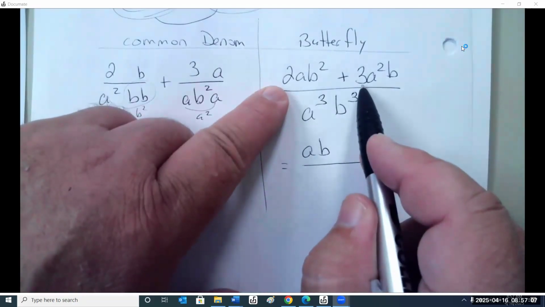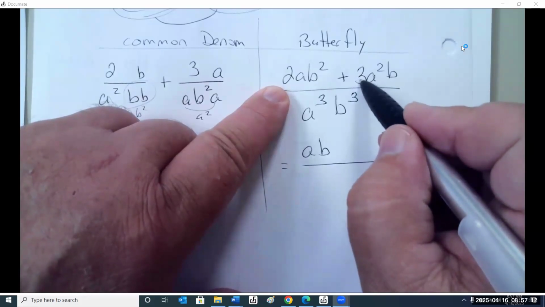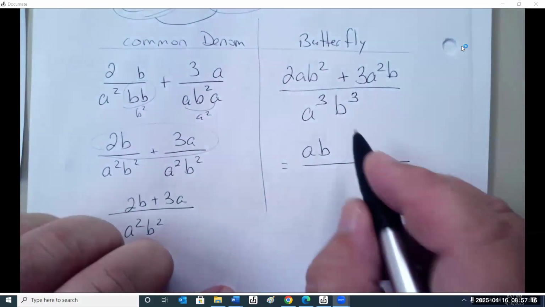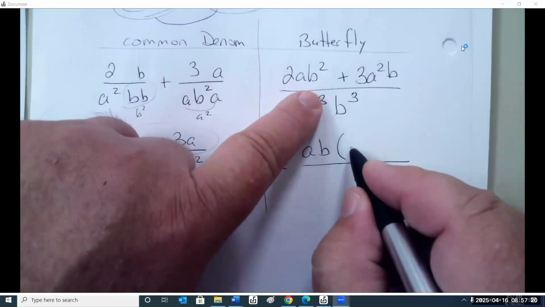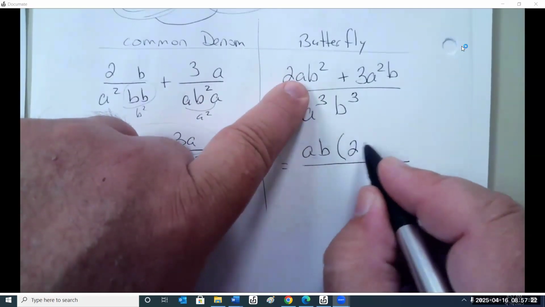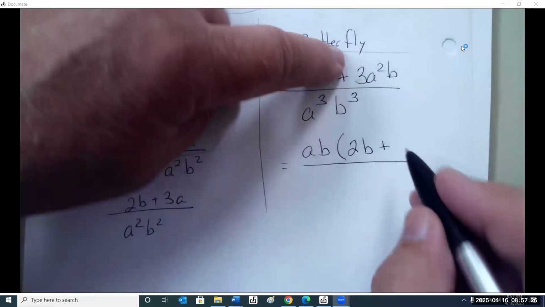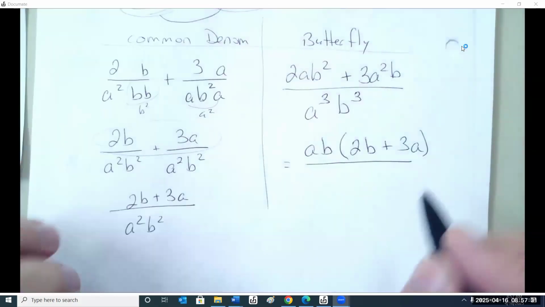How about the numbers? Is there anything in common there? If this was an 8 instead of a 3, then they both have a 2 in common. So I took away one a and one b. So that a is gone, so I only have one b. I took away one a and a b.